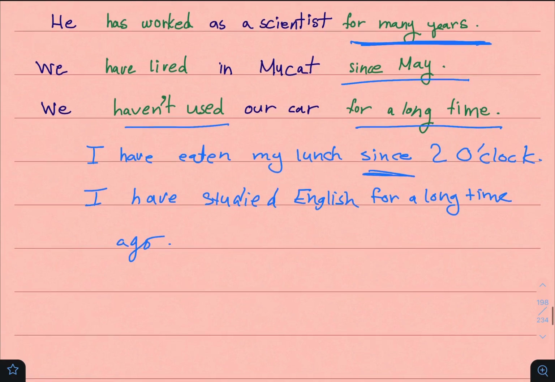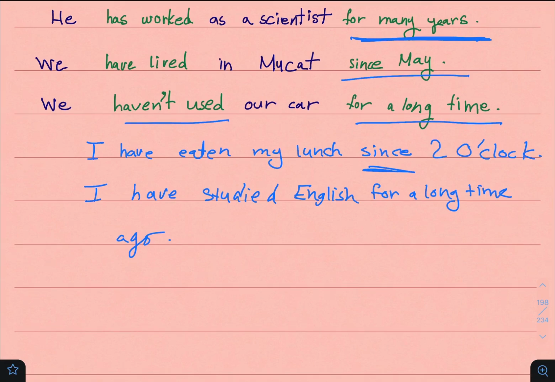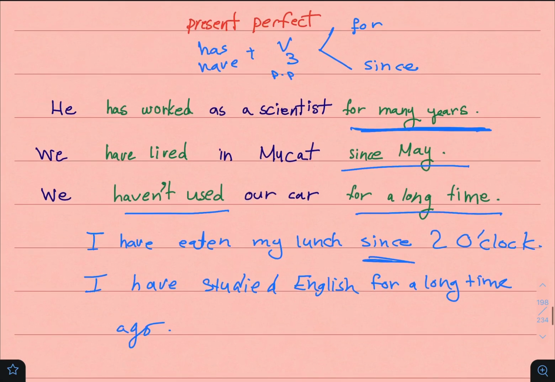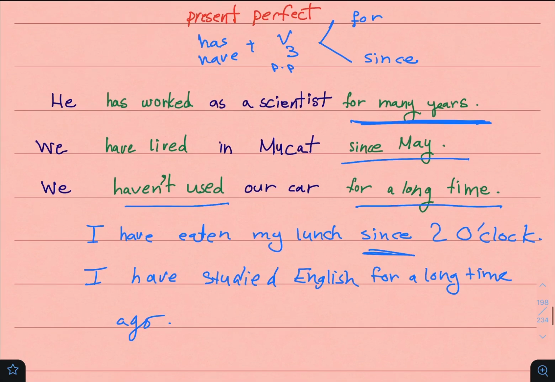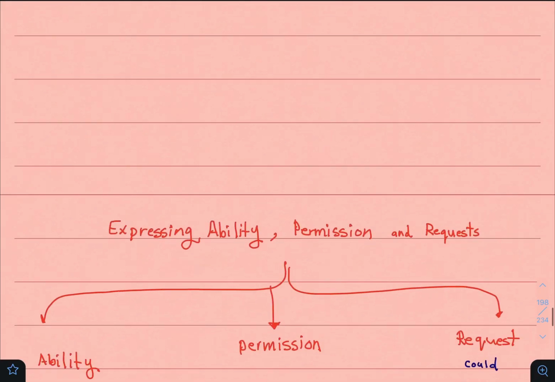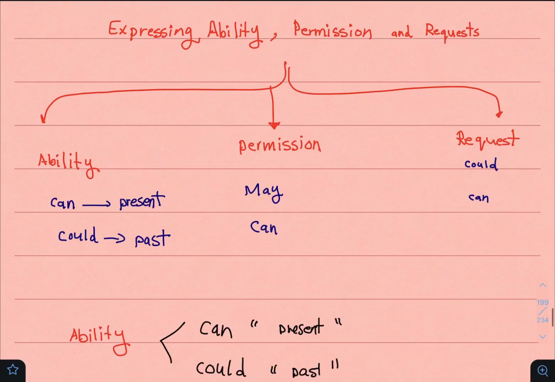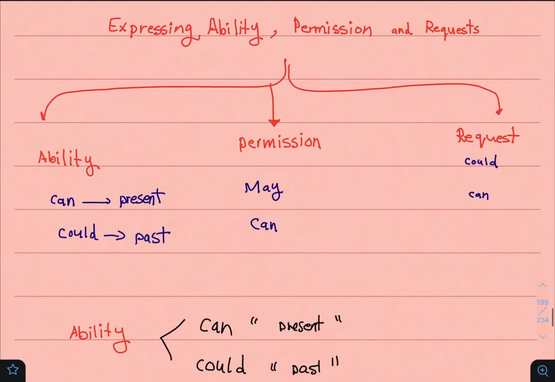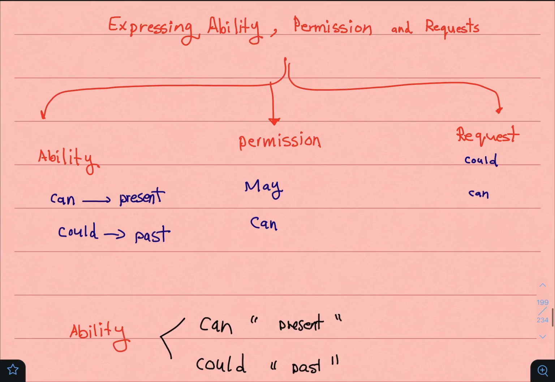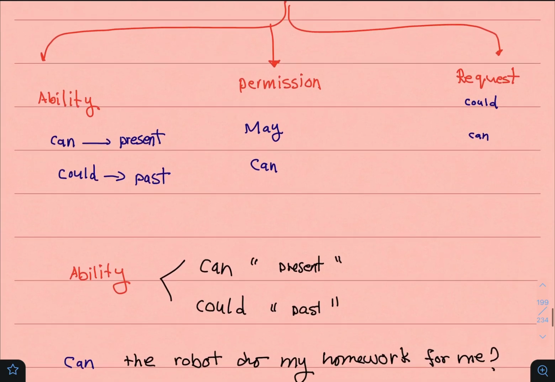All right. So I hope this is clear right now that we use the time expression "for" and "since" with the present perfect, and right now I have explained to you the difference between for and since. Now let's move on to the next thing, which is how to express ability, also permission and request.